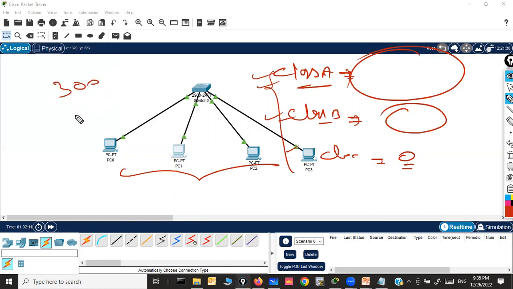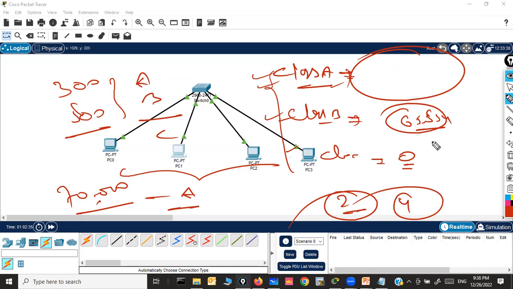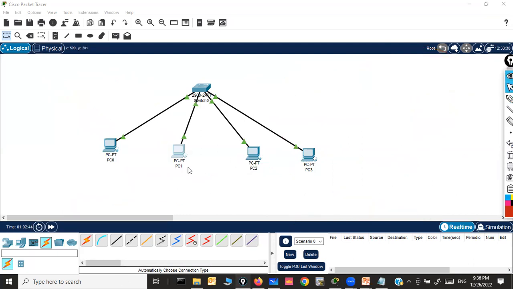If I have 300 computers, 500 computers, my choice would be either A or B. At least C is gone now. If I have, let's say, 70,000 computers, my choice would be only A, because class B has only 65,534 IPs. Beyond that, class A only. But if I have 2 computers only, my requirement is 2 IPs, 4 IPs, so all 3 classes are for me, A, B, C. I can use any class, right? In general, this is one of the ways we decide what class of IP I should use.